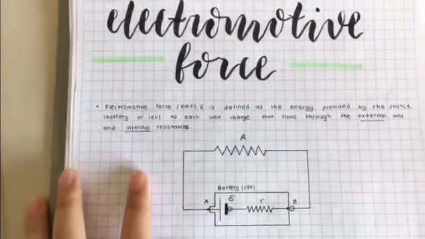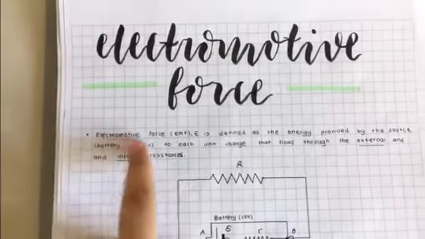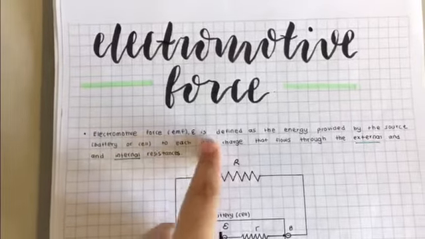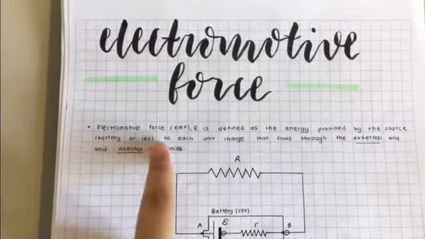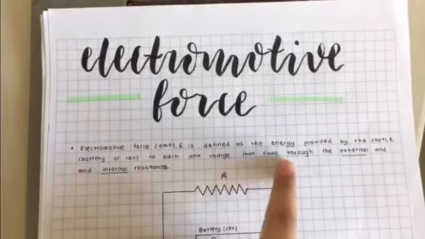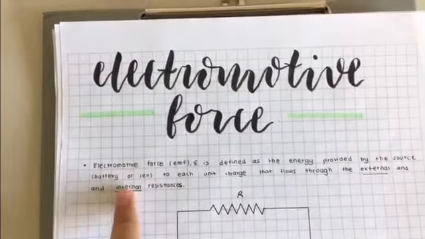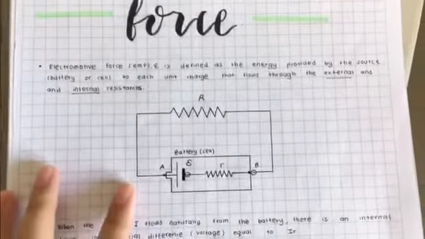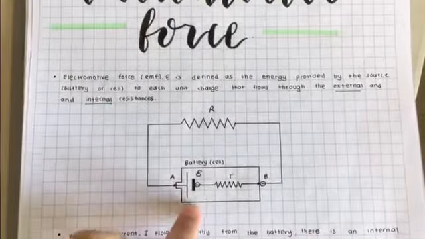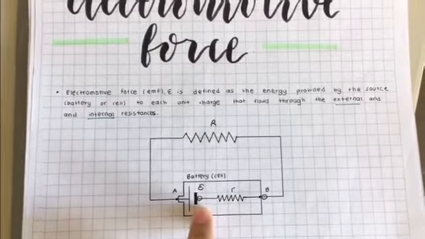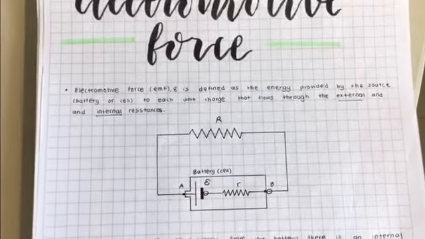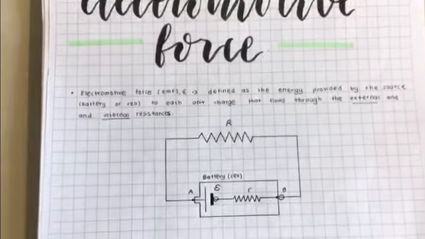Okay, what is electromotive force? Electromotive force, or EMF, is defined as the energy provided by the source, battery or cell to each unit charge that flows through the external and internal resistance. So what we can see from the picture, we know that EMF is providing energy to each unit charge that flows through the external and internal resistance.